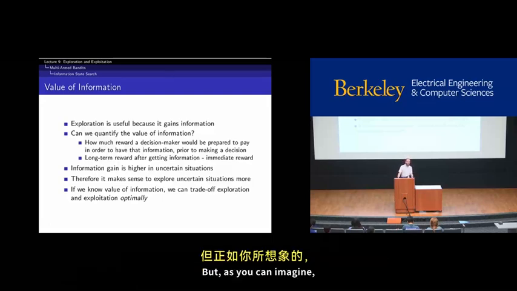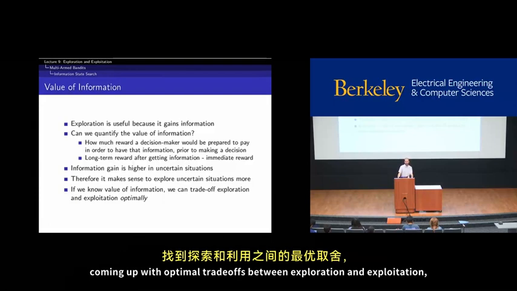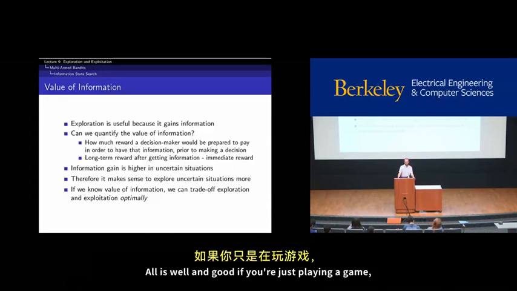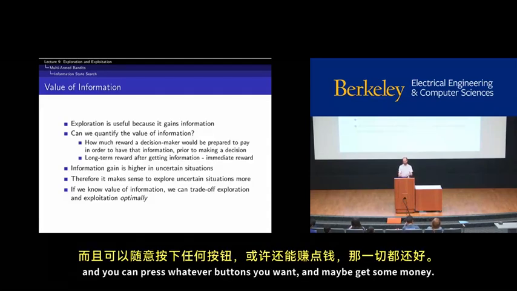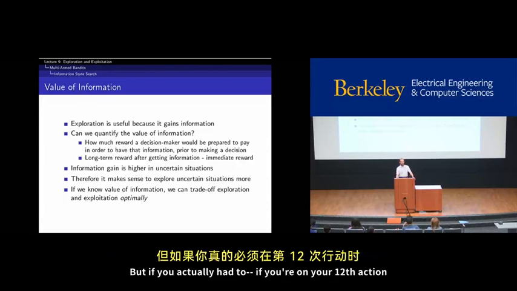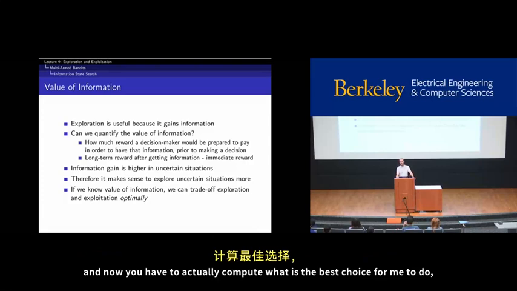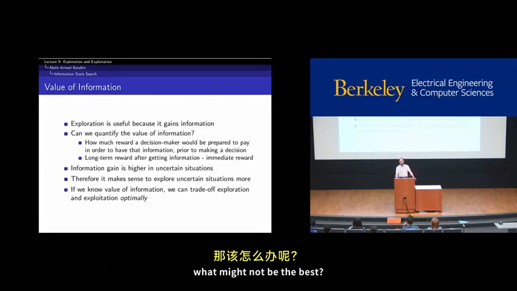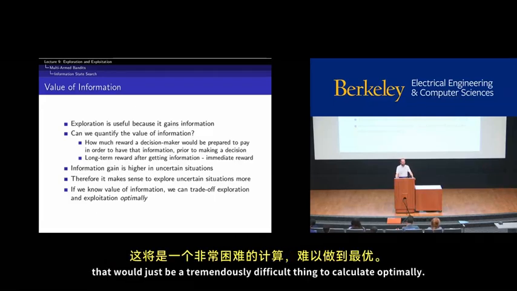And this is what you'd have to do to trade off exploration and exploitation optimally. But as you can imagine, coming up with optimal trade-offs between exploration and exploitation, rather than the heuristics I've shown you, is computationally just extremely difficult. All's well and good if you're just playing a game and you can press whatever buttons you want and maybe get some money. But if you're on your 12th action and now you have to actually compute what is the best choice for me to do, trading off the information I'd get versus the cost of doing what might not be the best, that would just be a tremendously difficult thing to calculate optimally.